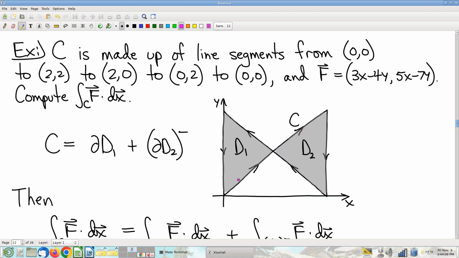Next, this trio right here is a boundary. Right? It's the boundary of this region D1. So those three parts, that half, if you will, the left half in some sense of the integral that I want to compute is, it's straight up, a boundary of that triangle. Everybody with me?